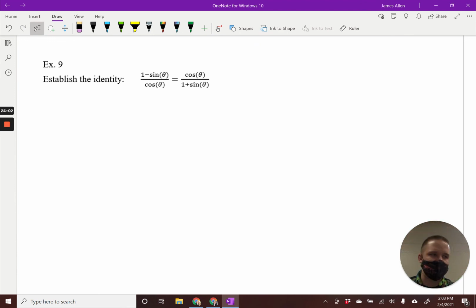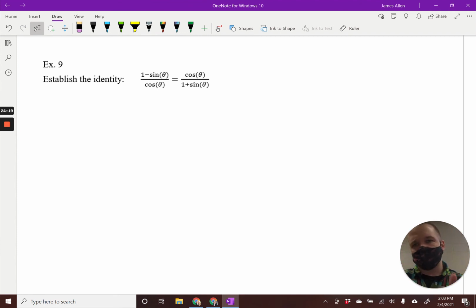All righty. Establish the identity. We're into where I didn't get to record this already once before, which I'm excited about. We're on to example 9. Finally. So for this one, again, I'm going to work with the left-hand side. They both kind of look equally complicated.